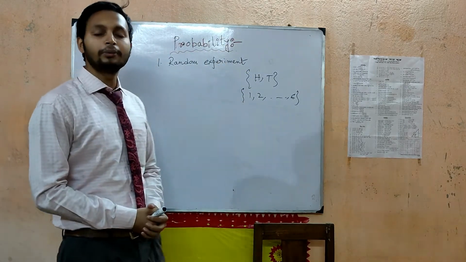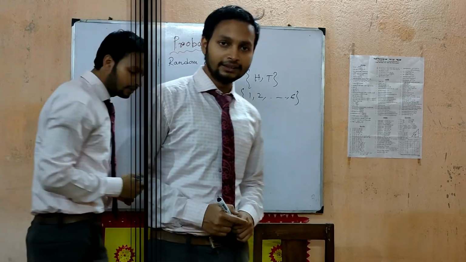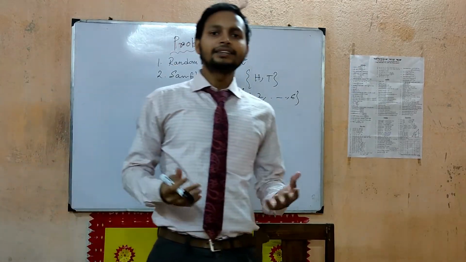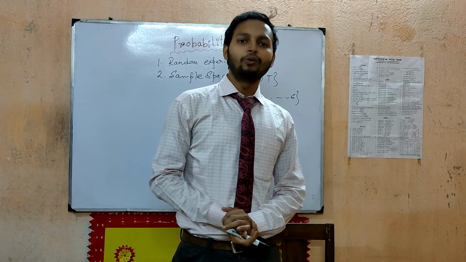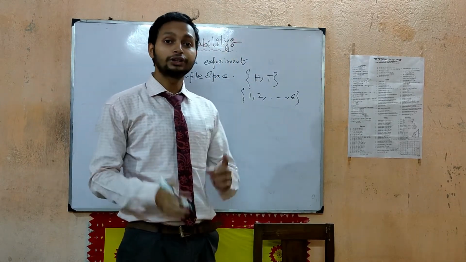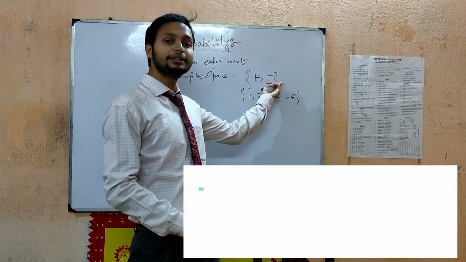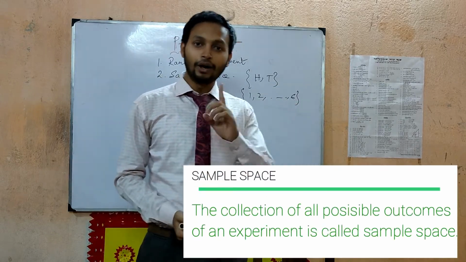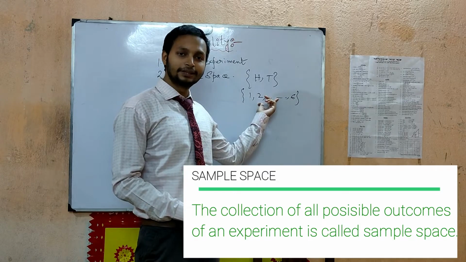Next, I will be talking about the sample space. The collection of all possible outcomes is called the sample space. For tossing of one coin, this is the sample space. For throwing of one die, this is the sample space.